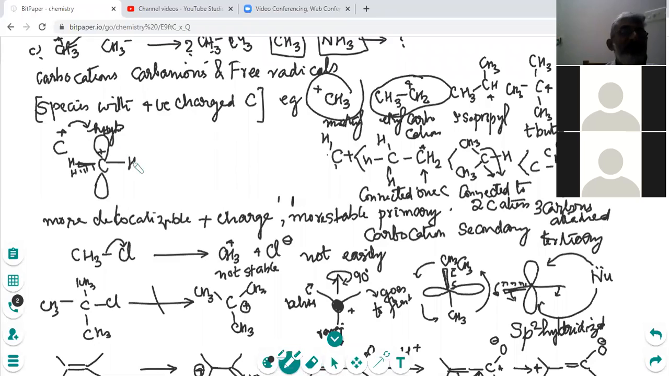If you rotate this along this axis by 90 degrees, all these hydrogens will come to the plane. See here, all the 3 hydrogens will come to the plane. And now the p orbital will be perpendicular. If you look from here, it will be perpendicular. So this is a carbocation.